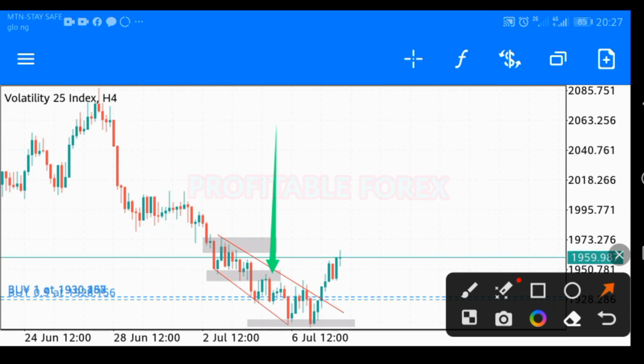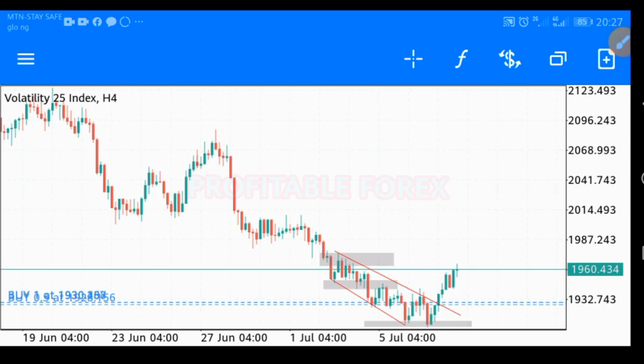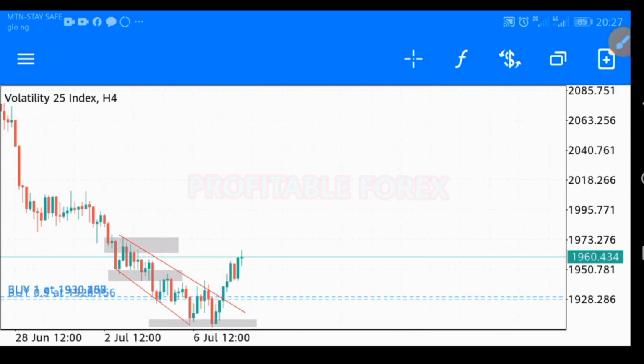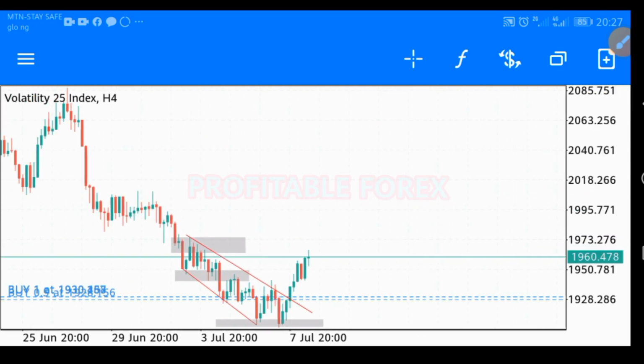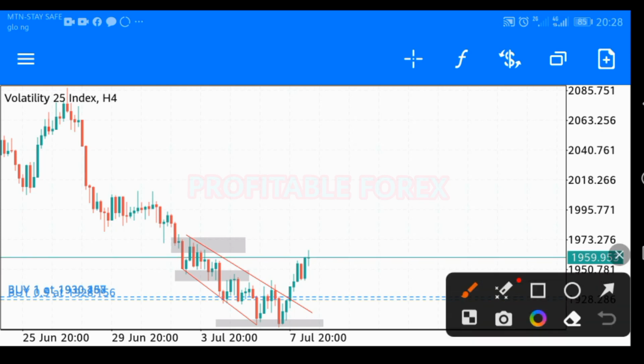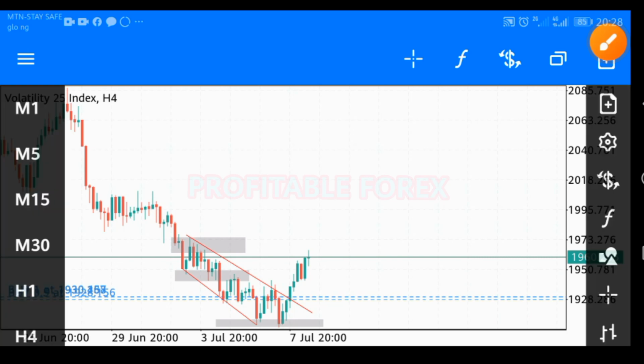I drew the trend line and waited for the price to break it. When the price broke the trend line, I entered for a buy, and you can see it's been bullish after the break. Can you see that? This is massive profit. Remember, this is the 4 hour time frame, and it's massive profit, guys.